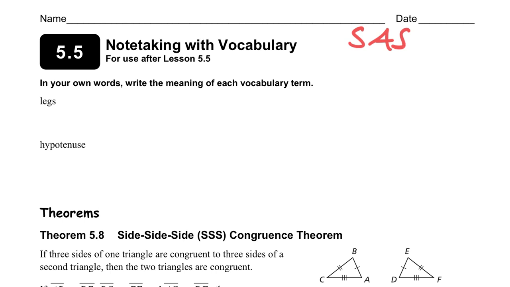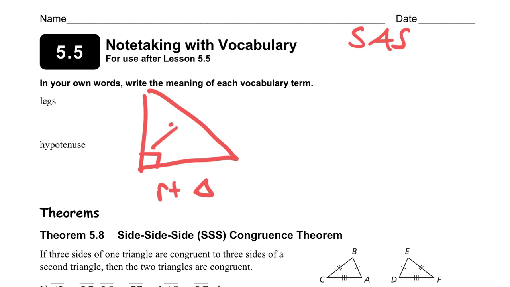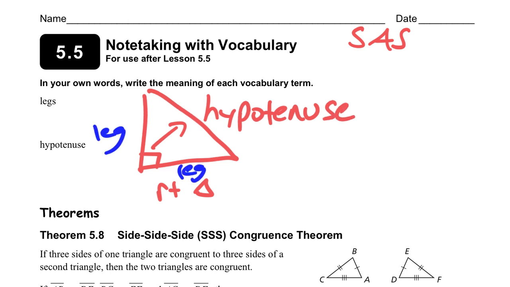But first of all, some vocab: legs and hypotenuse. We learned that the legs of an isosceles triangle are the two sides that are congruent, right? And then it had a base. But if we have what's called a right triangle, the side opposite the right angle is the hypotenuse, and the other two sides are the legs. You're going to need to know those. So we have some common vocab to help us with one of our theorems today.